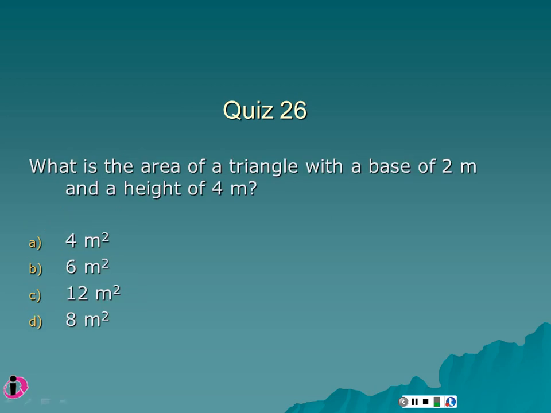What is the area of a triangle with a base of 2 meters and a height of 4 meters? Apply the formula. Half times base times height. You don't have to memorize any formula. When you go to PAUSE, when you just do it, you get 4 square meters. So yeah, the right answer is 4 meters squared. So that should be A, right? Half times base times height.